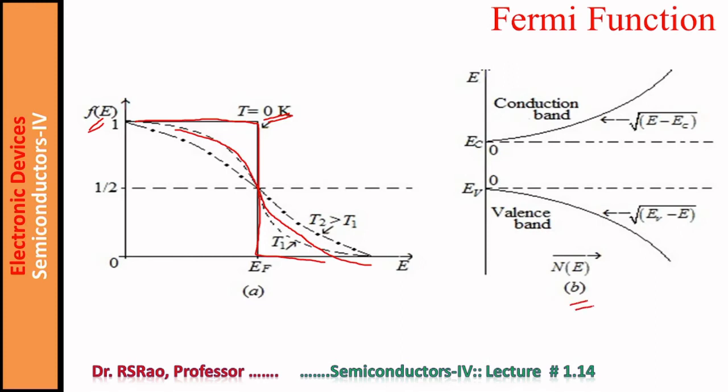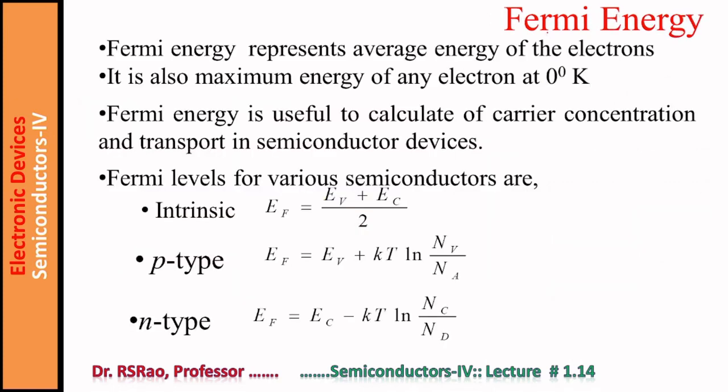In B is shown the density of states function on the horizontal axis and energy on the vertical axis. Above is the conduction band, below is the valency band. The curve in the conduction band is proportional to square root of E minus EC. The curve in the valency band is proportional to square root of EV minus E.